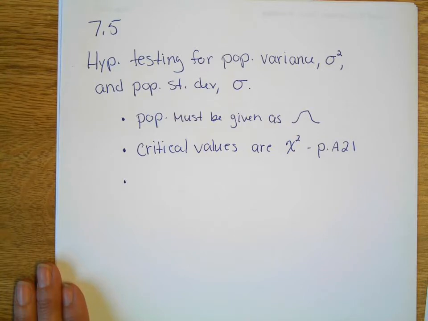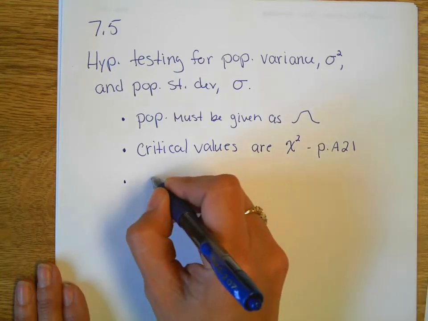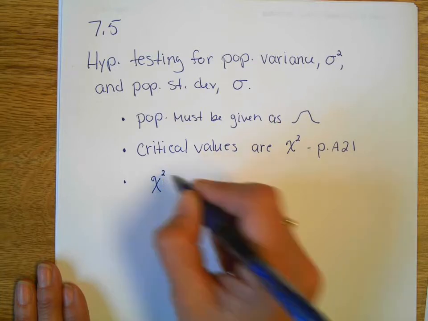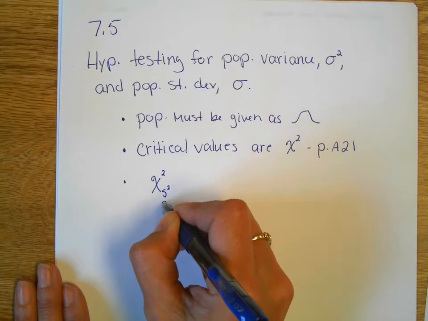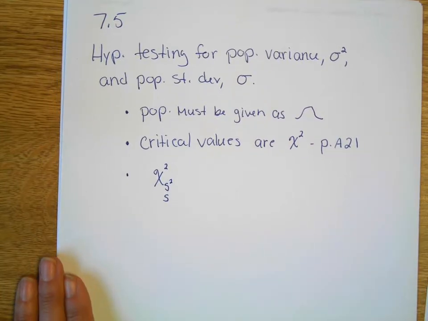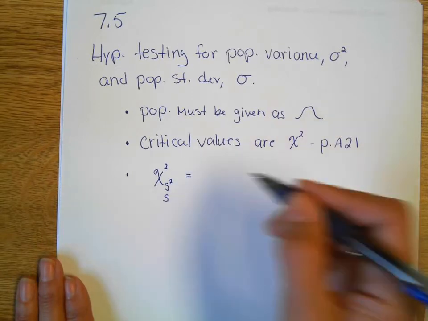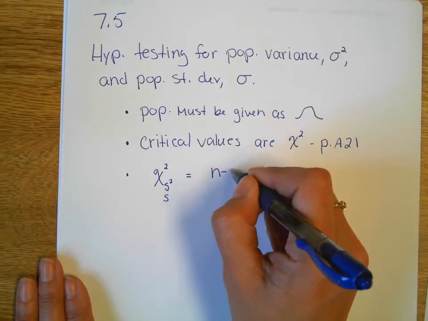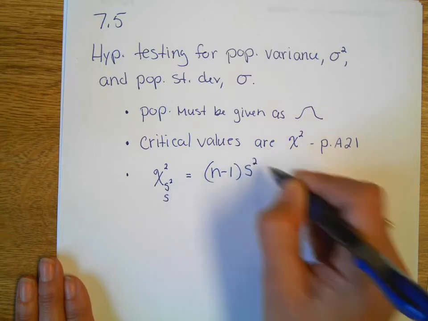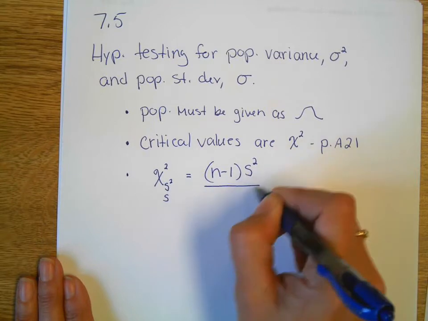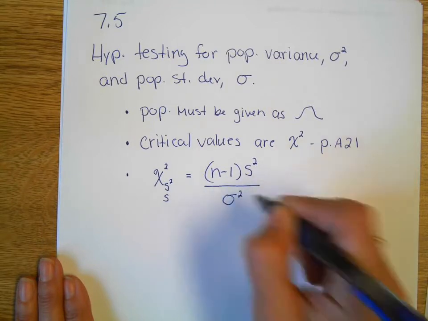And then the formula we're going to use. The chi-square for your sample variance or sample standard deviation, the S squared or the S, the formula is n minus 1 times the S squared over the sigma squared.